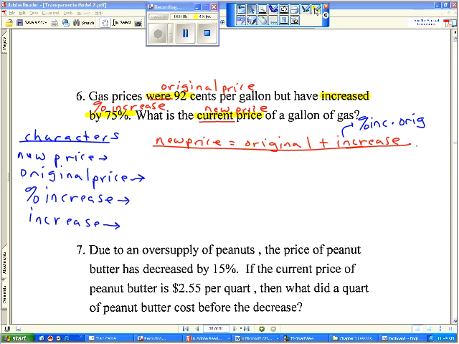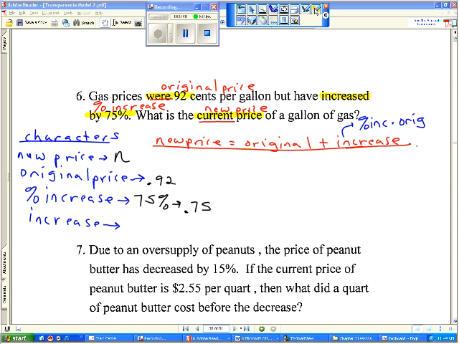So we made each piece of our equation a formula, a character. We only had 3 choices of what to put on that line because it was a percentage. That was Rule 1, 2, or 3, page 62. So we're going to pull our data from our paragraph into our characters. What's the new price? We don't know. We'll call it N or X or something to make a variable. The original price, 92 cents. We write it as a decimal, 0.92. Percentage of increase, 75% as a decimal, 0.75.